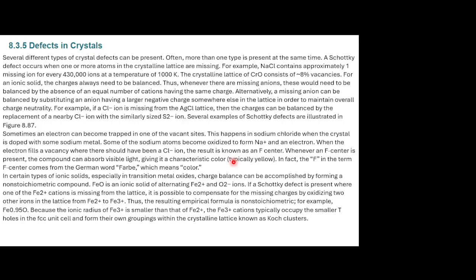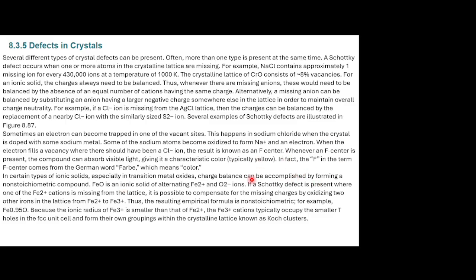This is very common when you have sodium chloride where the crystal is actually doped with some sodium metal in the crystal. So, for example, the sodium atoms would become oxidized to form Na+, and an electron is then going to be removed from that. It'll actually fill a vacancy where there would have been a chloride minus ion. And this can sometimes actually result in an F center.